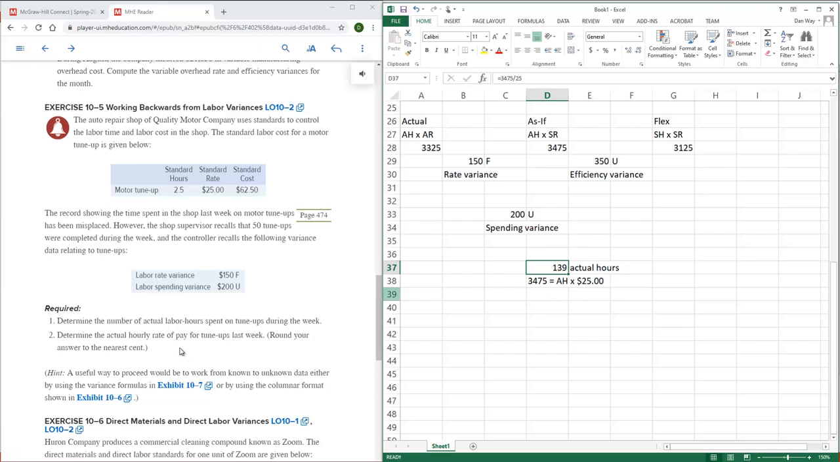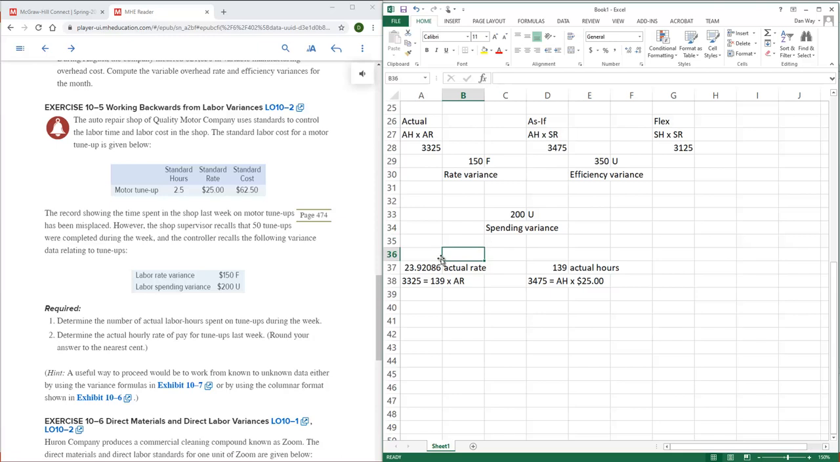Next, we're looking for the actual hourly rate of pay for tune-ups. So over here in our actual results, we know that the actual hours that we now know times the actual rate have to equal 3,325. So down here we're saying 3,325 equals the 139 actual hours times that unknown actual rate, and we'll back solve for that actual rate. 3,325 divided by the 139 actual hours, and there's our rate of $23.92 rounded off. Actual rate.